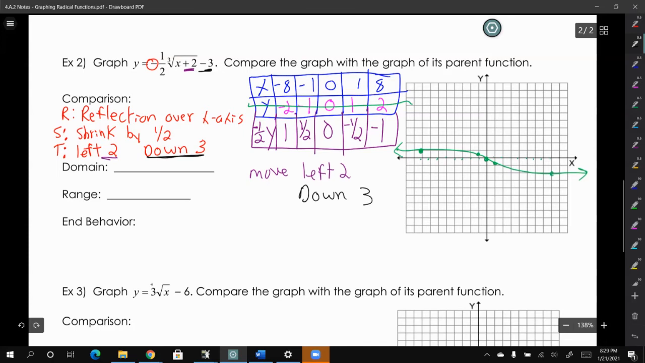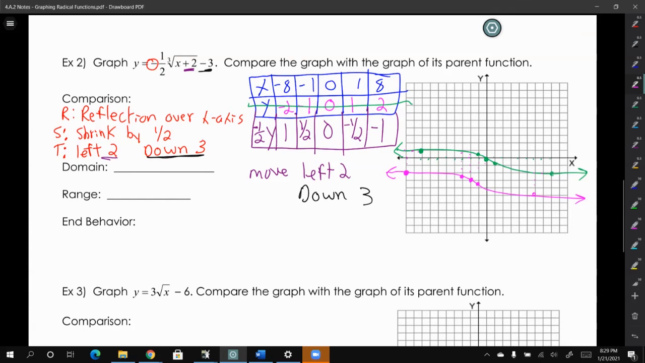Okay, so each point left 2, down 3. 1, 2, 3, right here. Left 2 and down 3. Left 2, down 3. 1, 2, right here. Left 2, down 3, 1, 2, 3. So this will look like that now. So that is our given function, that pink line.